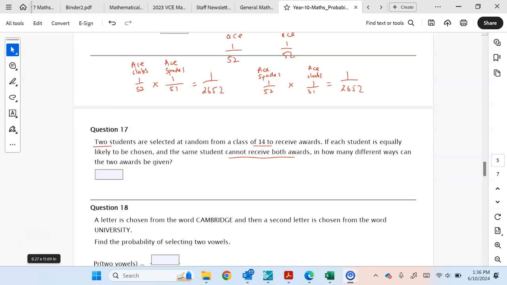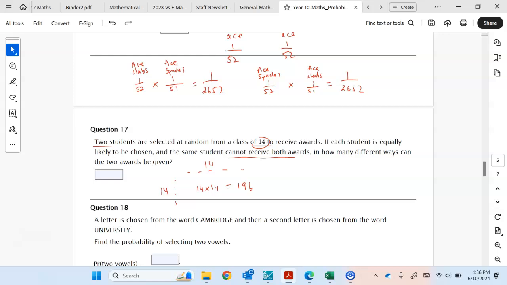If you think of this as a table, we've got 14 students, and we could have all 14 along the top and the 14 down the side. So if we were looking at the number of outcomes in here, we would do 14 times 14, which is 196. Now, they can't receive both awards, so we're going to take away 14.